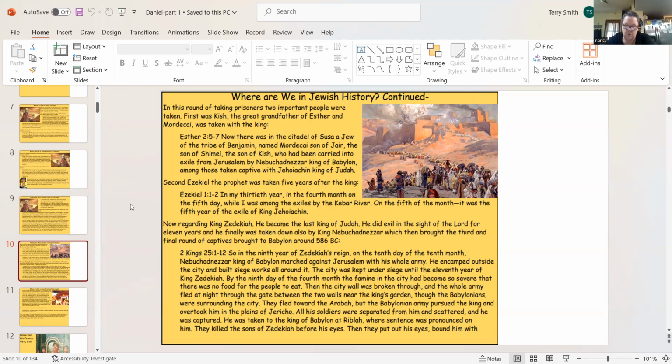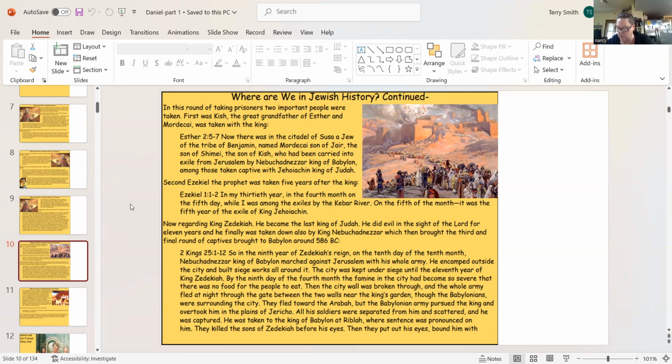2 Kings 25:1-2. So in the 9th year of Zedekiah's reign, on the 10th day of the 10th month, Nebuchadnezzar, king of Babylon, marched against Jerusalem with his whole army. He encamped outside the city and built siege works all around it. The city was kept under siege until the 11th year of King Zedekiah. By the 9th day of the 4th month, the famine in the city had become so severe that there was no food for the people to eat.